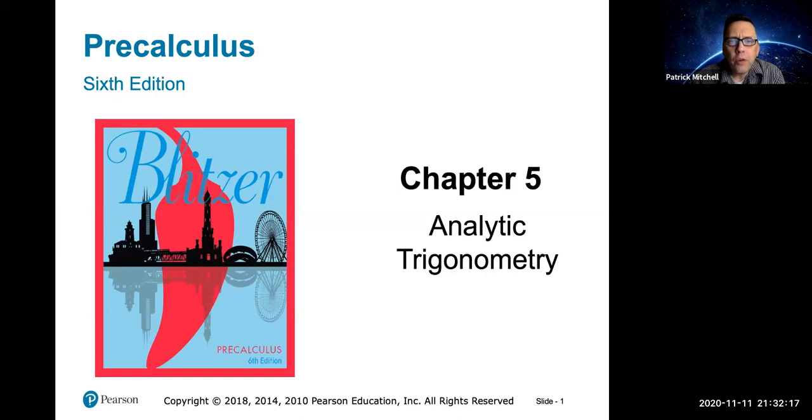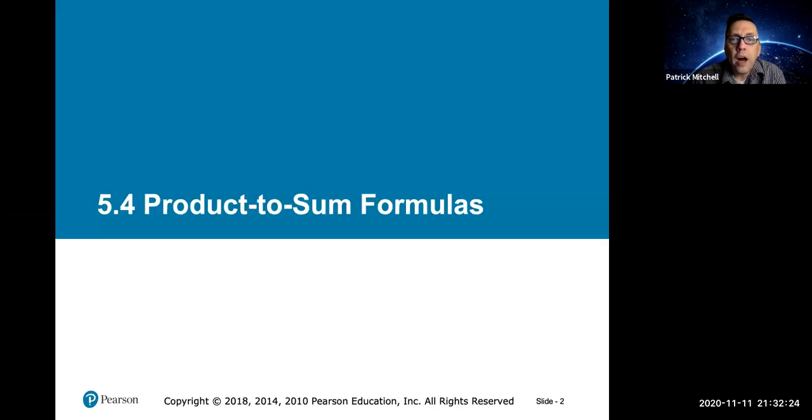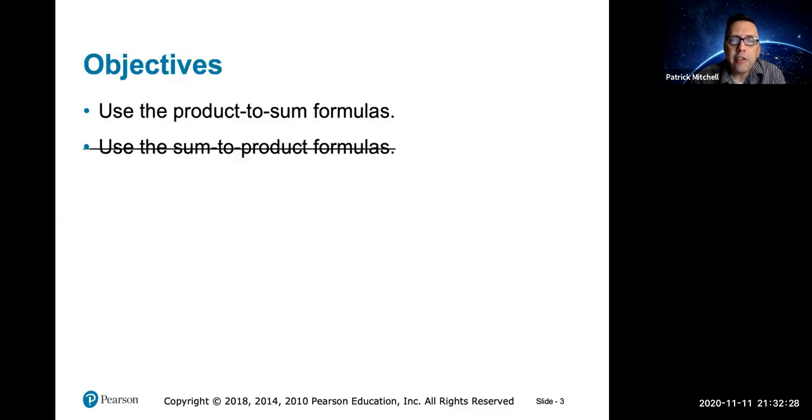Today we're going to go over a section that I don't cover in the trigonometry class, and that's section 5.4 on product to sum formulas. As you'll see on this screen, they also, in the textbook, go over something called the sum to product formulas. I have never encountered those in my life. So I'm just going to show you the product to sum formulas, which you will come across in Calculus 2.